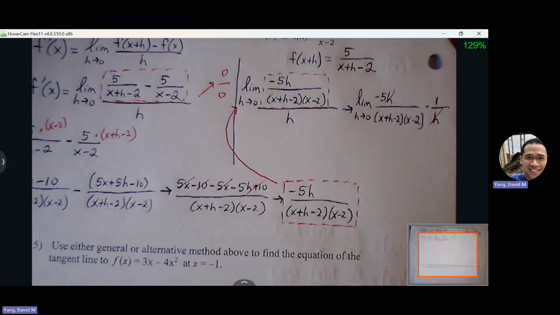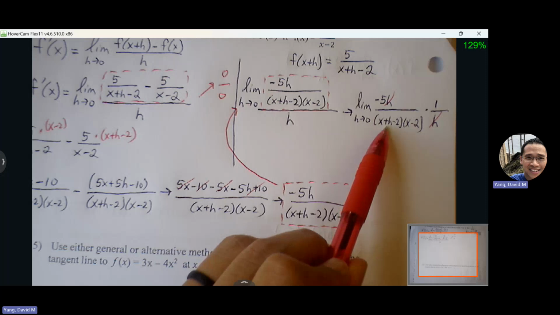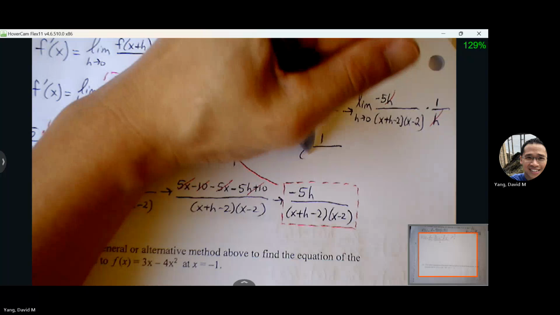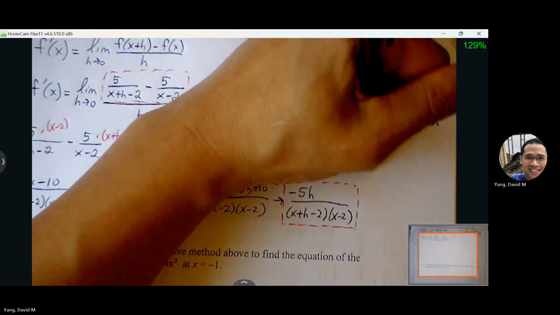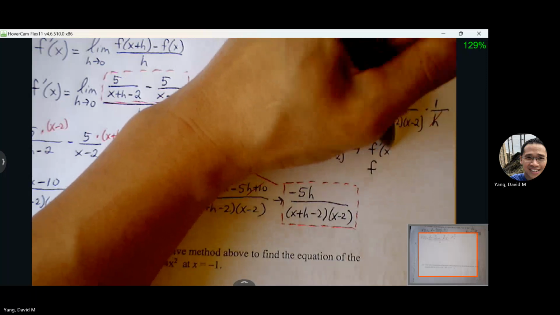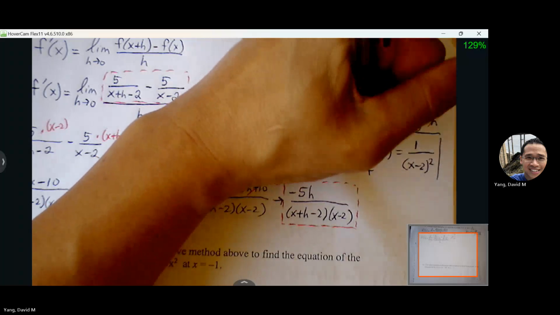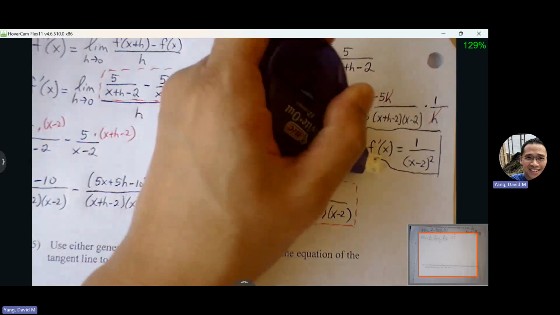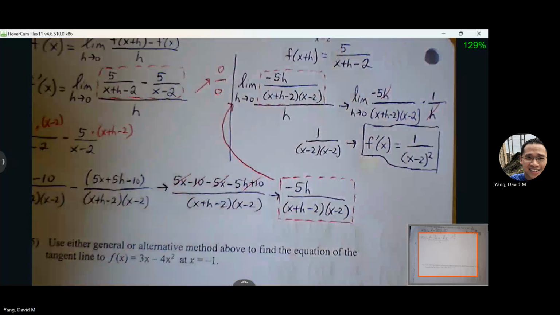Once you get your h's to pair up and cancel out, remember there's one final step, and that is direct substitution. So any remaining h's, we have to push those to 0. So we have our derivative, but the problem is asking for the slope. So we've got to do one final step, using our formula, we're going to build our slope at 3.